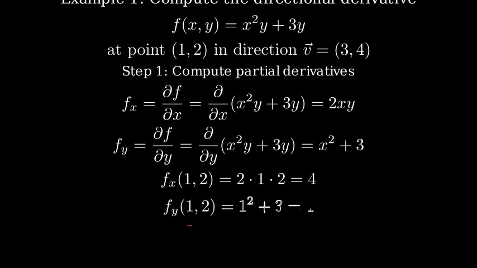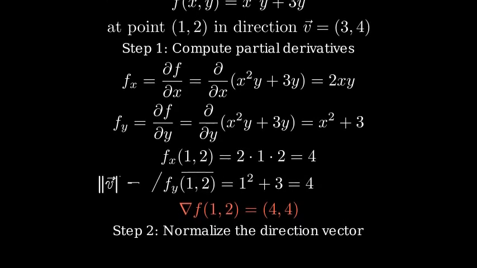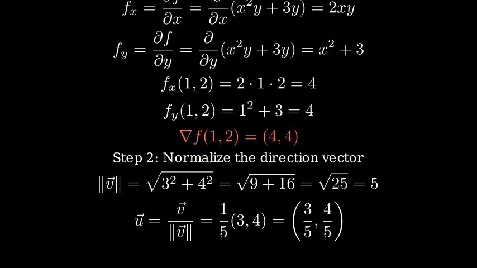At the point 1, 2, the partial derivatives evaluate to f sub x at 1, 2 equals 2 times 1 times 2, which is 4. F sub y at 1, 2 equals 1 squared plus 3, which is 4. So the gradient vector is 4, 4. Step 2. Normalize the direction vector. The magnitude of v is the square root of 3 squared plus 4 squared, which equals 5. So the unit vector u is v divided by its magnitude, which gives us 3/5, 4/5.